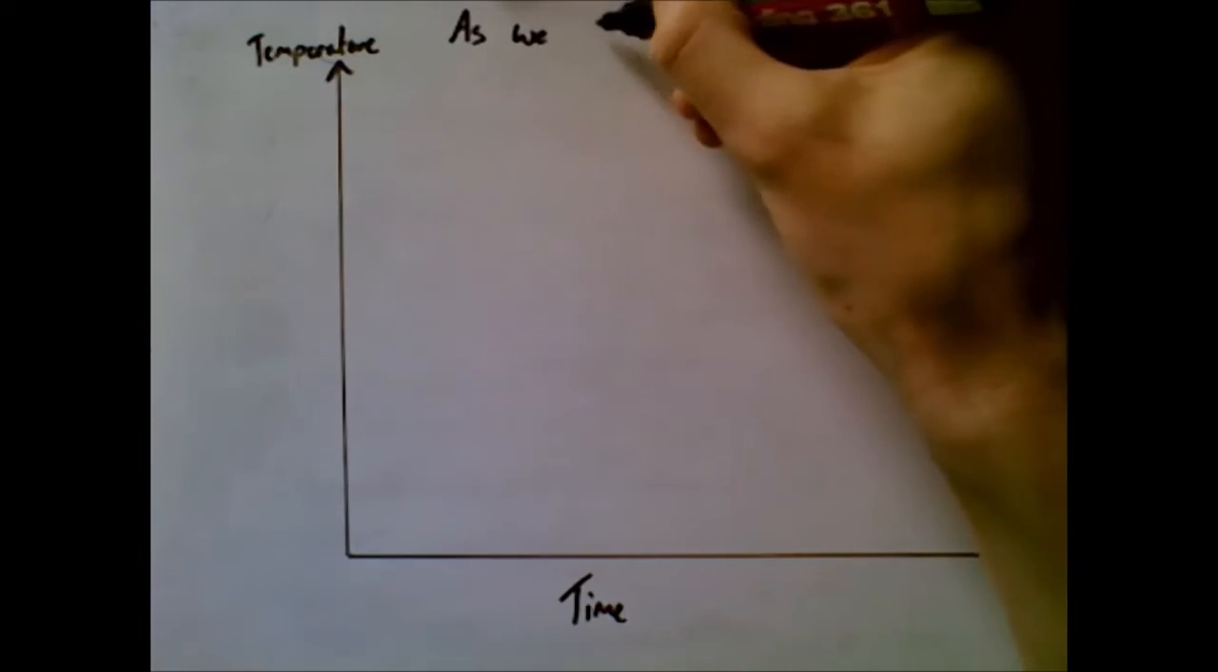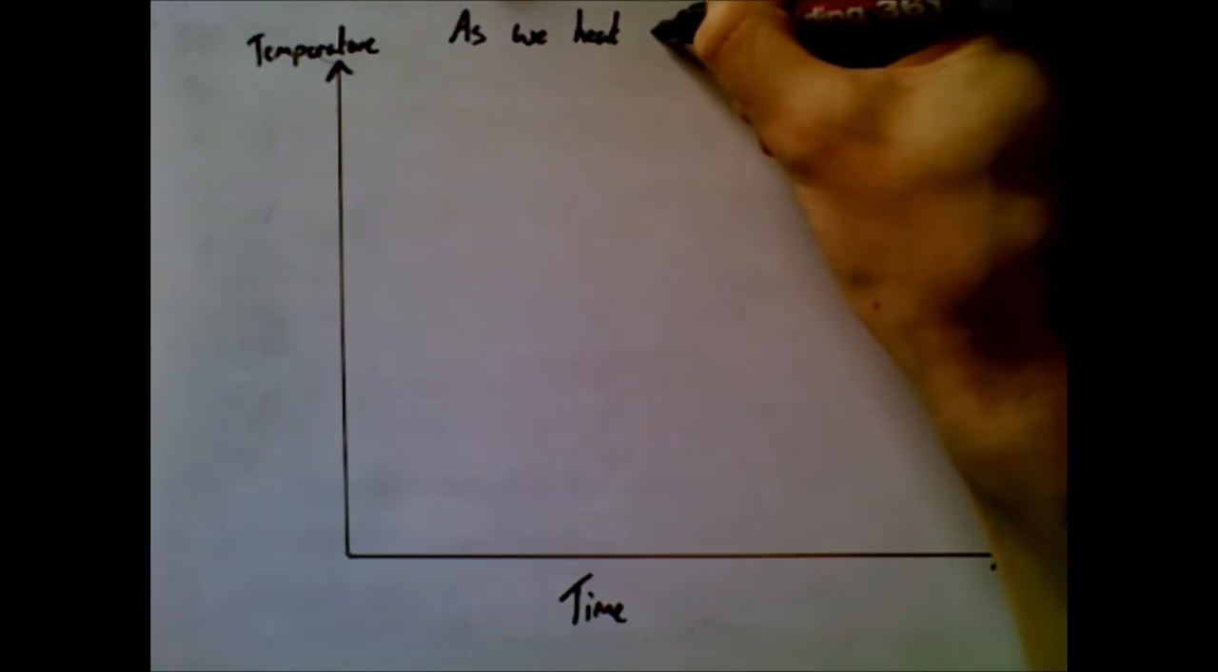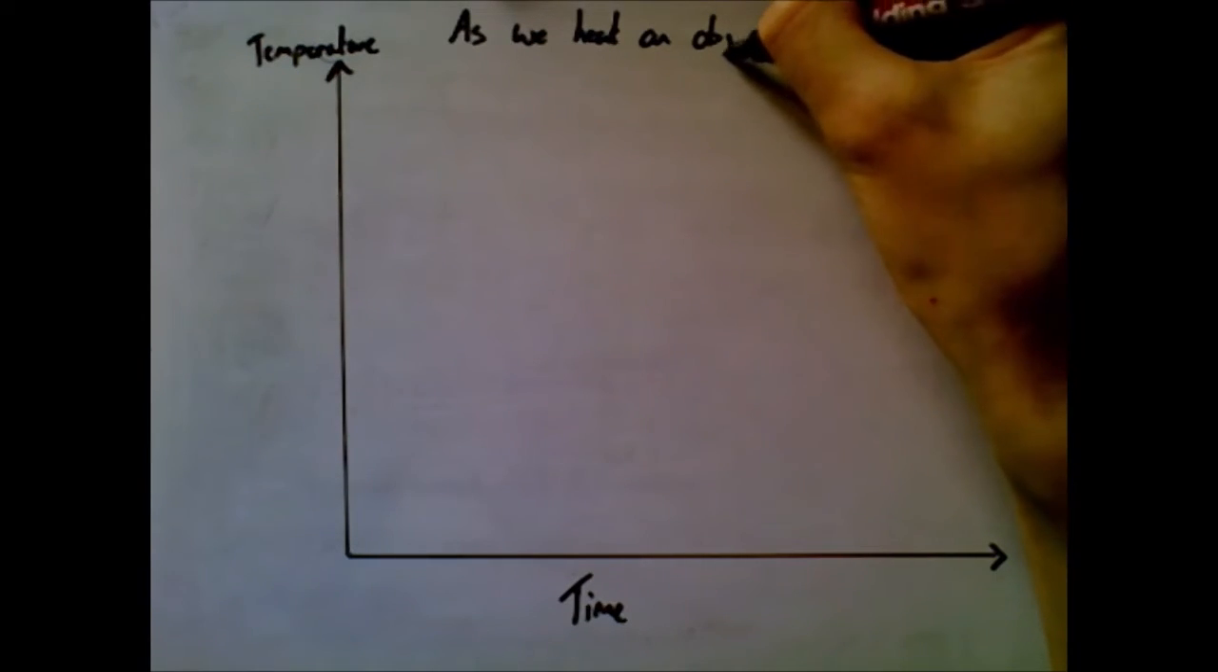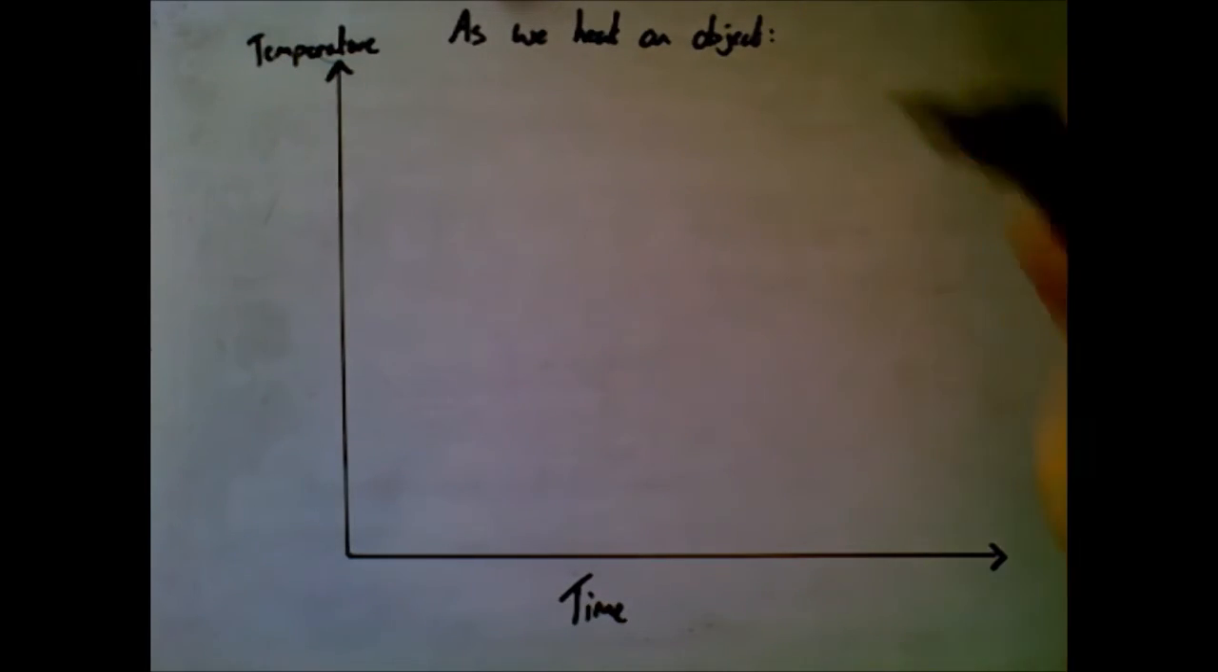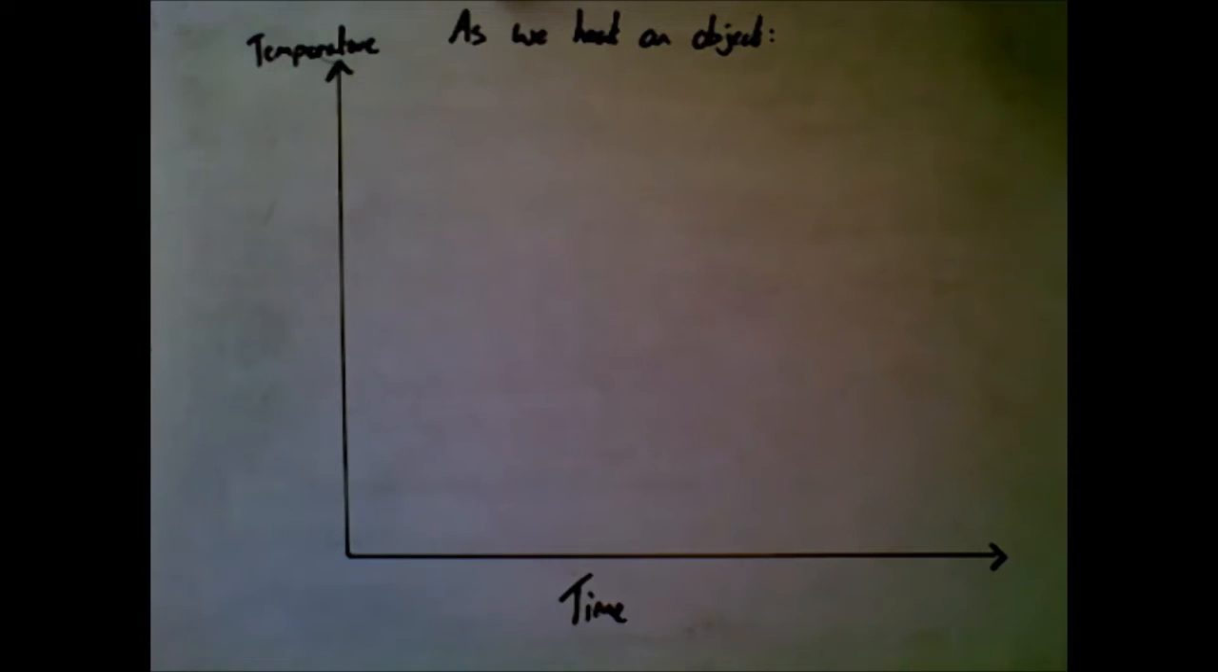So as we heat an object, or a system, I suppose, as we heat up a system. By heat up, as I said, I mean I'm putting energy in. Now, let's imagine we start off and our object is a solid. If I start to heat up that solid, I start to put energy in. For example, I put it over a Bunsen burner, I put it in an oven.